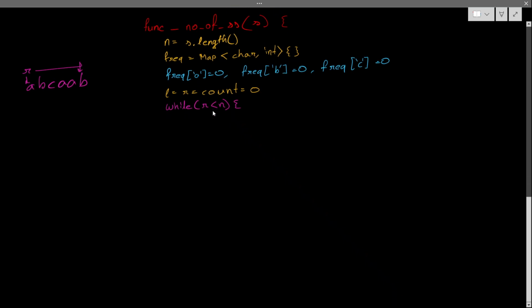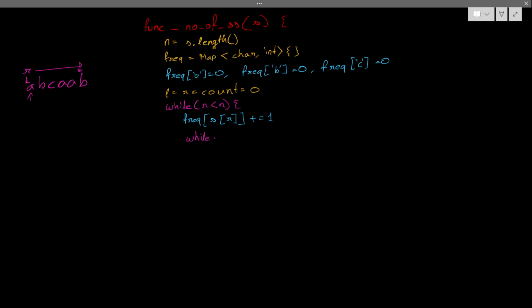Whenever r is less than n, I have to start my window. Right now it is at the zeroth index, so I have to consider the zeroth index. I simply write frequency of s of r, whatever r is currently pointing to, and I will increase that by 1. Then I check whether it is a valid window. Obviously this is not valid because I am only considering one character, but my loop should work in a generic way.